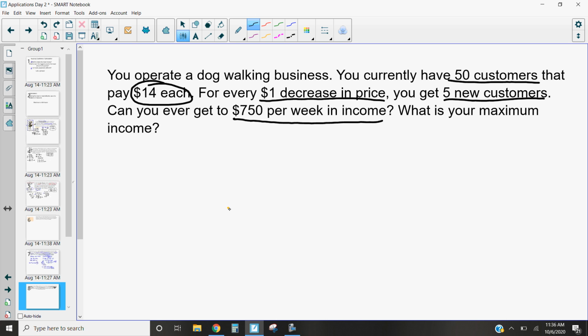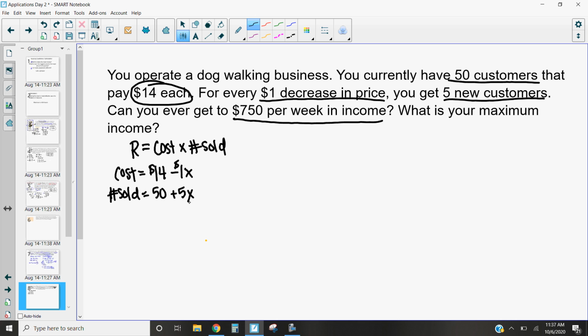So remember, we're looking at income. Income is the same as revenue. And revenue, remember, is our cost times the number of things sold. So in this case, our cost is the amount of money people are paying. Originally, people were paying $14, but I'm looking at decreasing it by $1 times a certain number of times. I'm trying to figure out how many times I need to decrease it by $1. And the number sold, right now I have 50, and it's going to go up by 5 times the number of times I change it.